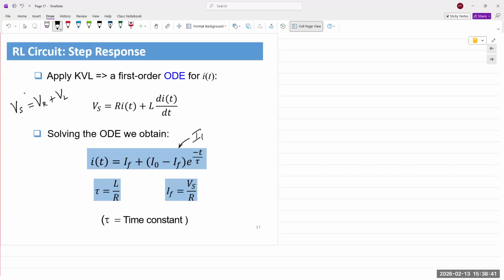And this time, you have a third expression, IF. I0 is the starting point, IF is the end point, and tau is the speed of the transfer. Tau is still the same for an RL circuit, it's L over R. That does not change. If we are working with a Thevenin equivalent, we can use the voltage. If you wish to find the current, simply apply Ohm's law.